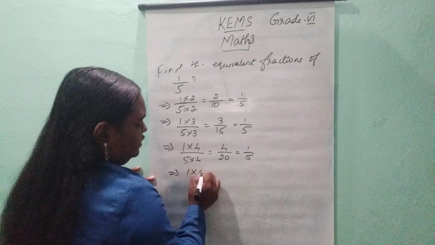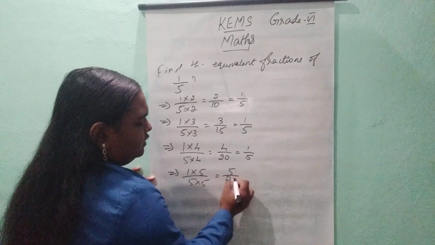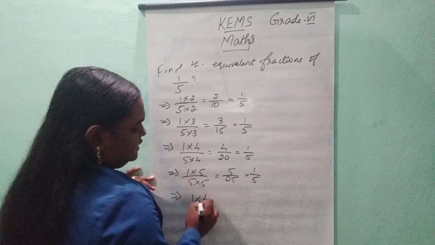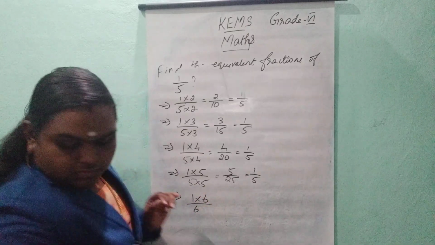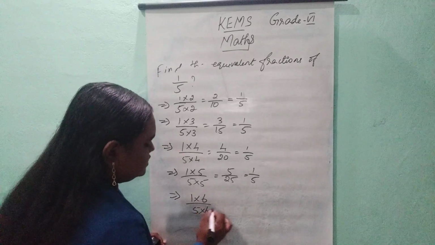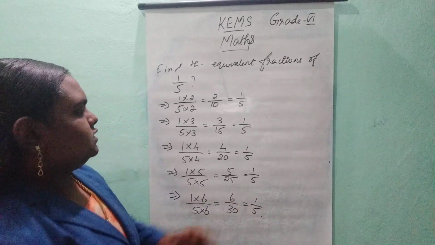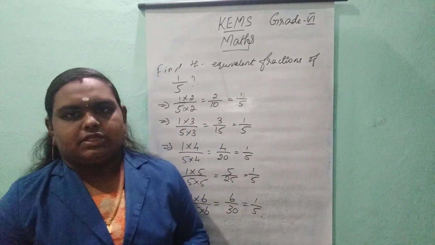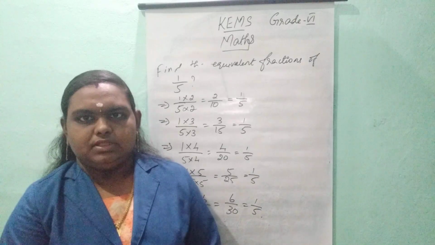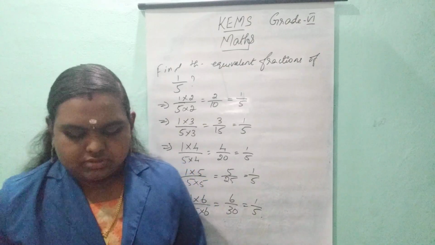Next one is 1 into 5 divided by 5 into 5. So 5 divided by 25. 1 5 is 5, 5 5s are 25. Then 1 into 6 divided by 5 into 6. So 6 divided by 30. So these are the 5 equivalent fractions of 1 by 5. This is the method for finding the answer. Is it clear now? Yes.